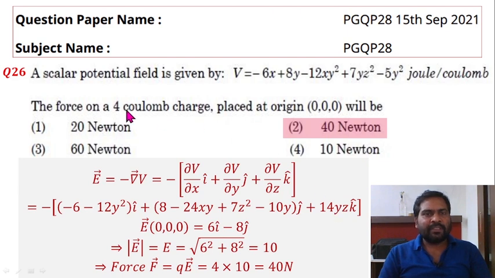At the origin, it is asking for the force on the 4 coulomb charge placed at origin. The electric field at origin, putting X, Y, Z equal to 0, 0, 0, turns out to be 6 i cap minus 8 j cap. Its magnitude equals 10. The force on that charge equals Q into E, which is 4 into the magnitude 10, meaning 40 Newton. Option 2 is correct here.